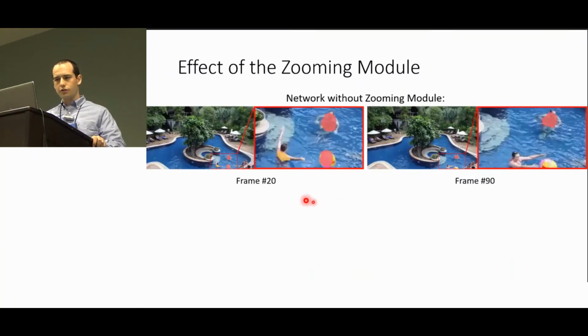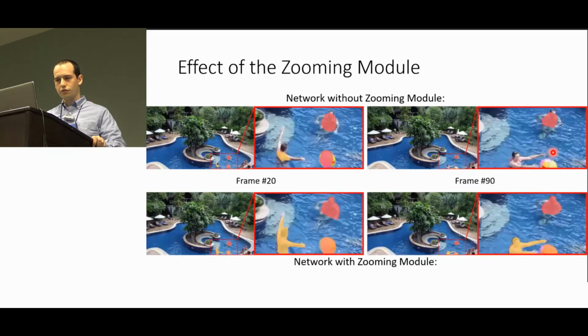Without the zooming module, the capsule network loses or missegments this ball after 20 frames, and then this woman and this ball are lost after 90 frames. But with the zooming module, the capsule network is able to finally segment all objects even after 90 frames.